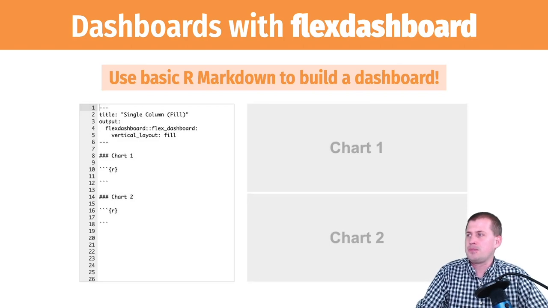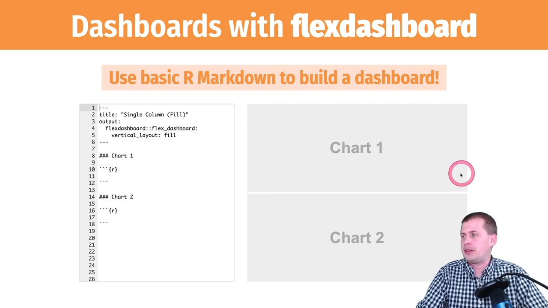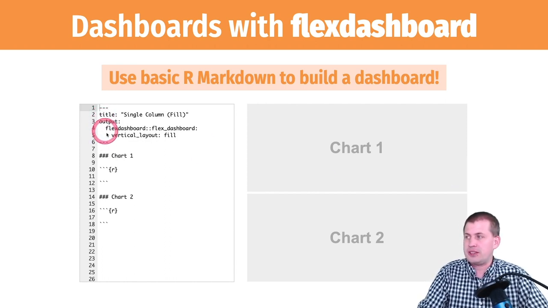So if you look here, this is the syntax you use to create a dashboard that has two graphs in it in a single column. This is just regular Markdown. It uses special syntax, so anytime you have a third level heading right here, these three pound signs, that means that's going to be a specific row inside our column. So we're making one row here, and then we're making another row here.